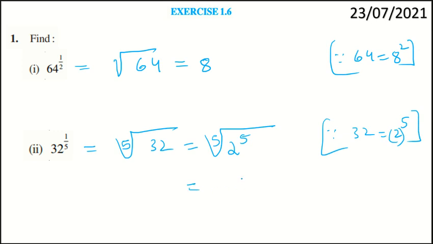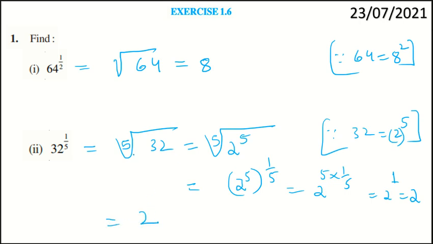Now it is 2 power 5 whole power 1 by 5, it is 2 power 5 into 1 by 5, 2 power 1, which is 2. Fifth root of 32 is, that's how straight away written as 2, okay, because 32 is 2 power 5.